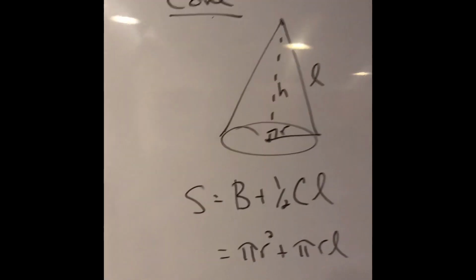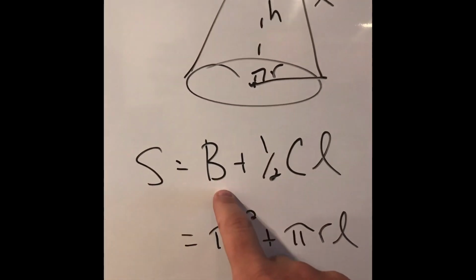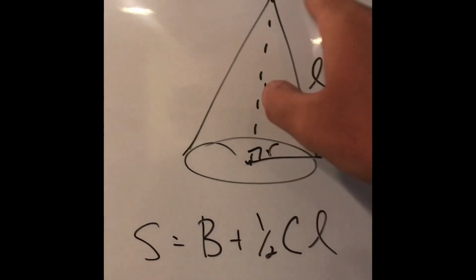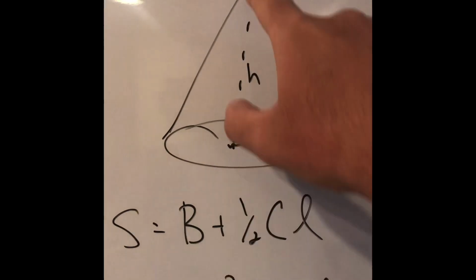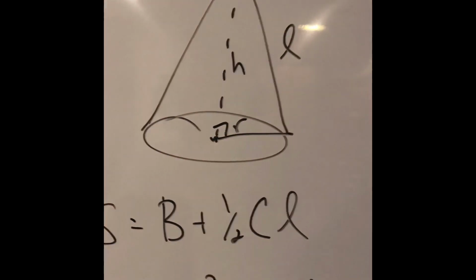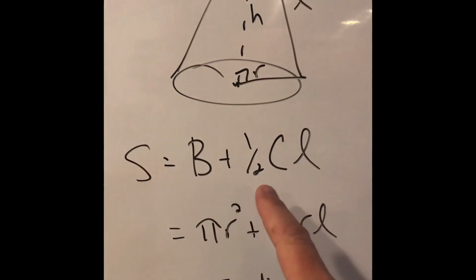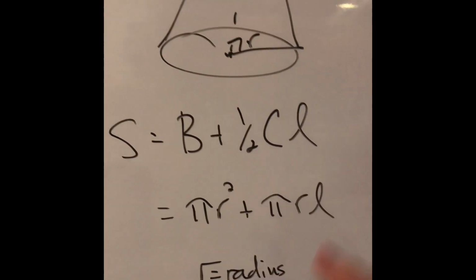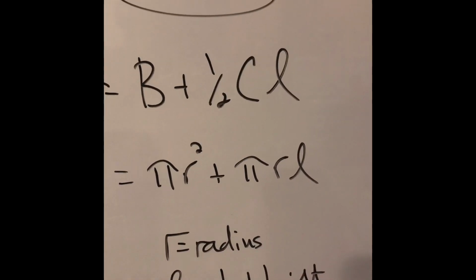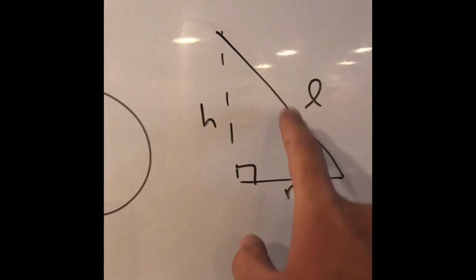A cone is kind of the same way. Notice it's basically the same formula: area of the base plus 1/2, but instead of perimeter, we use circumference times the slant height. So your radius, here's your height. Your slant height is where you would actually hold the cone if you were going to eat it. So surface area is base plus 1/2 circumference times slant height, but we're going to know it as pi r squared plus pi r l. R is the radius, L is the slant height. So really you want to find the area of a circle and then the area of that right triangle.